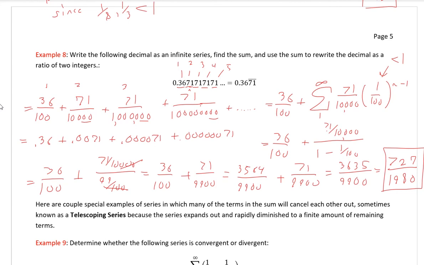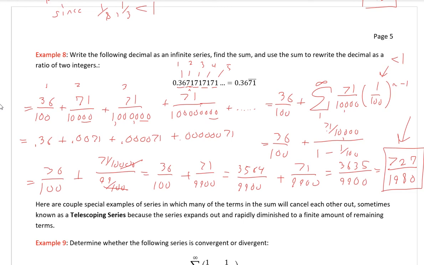Now, what's really good about these is that if you're working on a problem like this, when you get your final answer as a fraction, put it in a scientific calculator. Do 727 divided by 1980 and make sure it does evaluate to 0.3671717171, etc. So you should always be able to check these relatively simply.